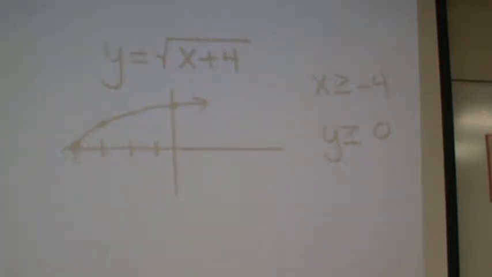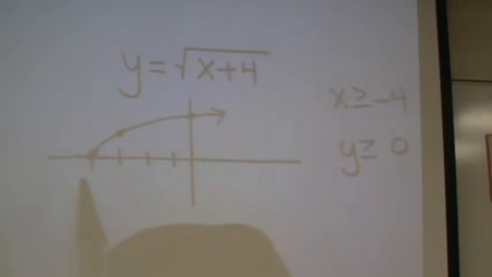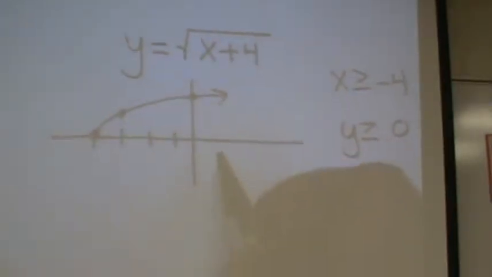So now, if I asked you to do the inverse of this, what would the graph look like? Half of a parabola. Where is it? What's the inverse of (-4, 0)? It's (0, -4).